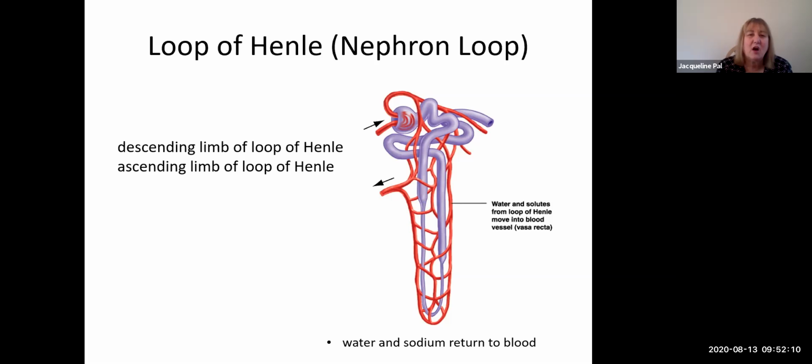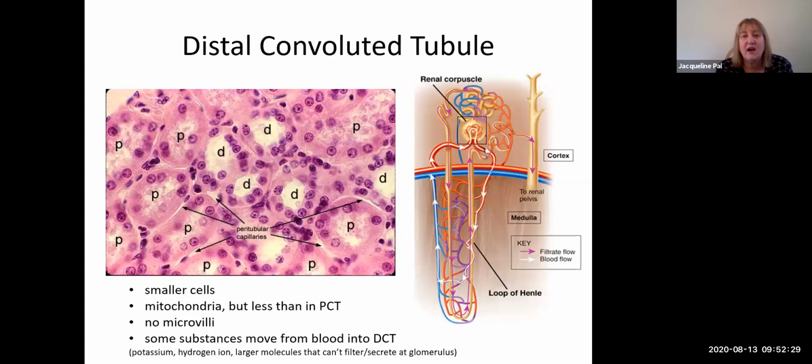So it's not called the descending loop and the ascending loop. It's the descending limb of the loop of Henle, or of the nephron loop. Once it has returned back to the renal cortex, you are now in the distal convoluted tubule.